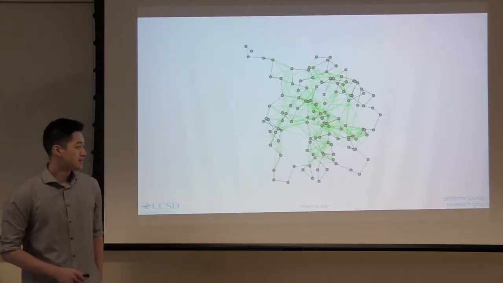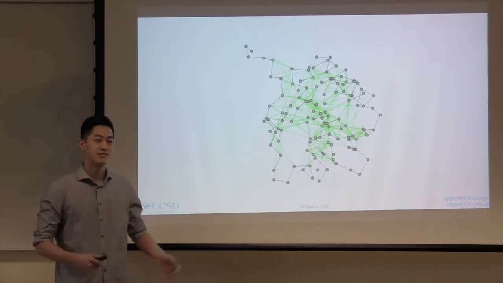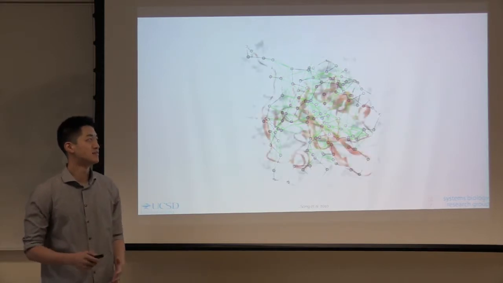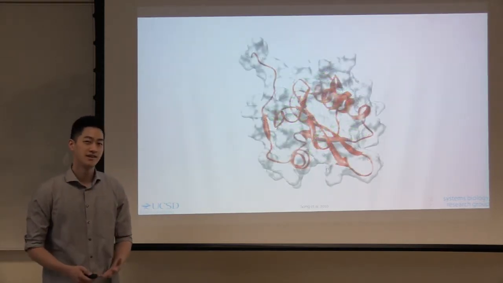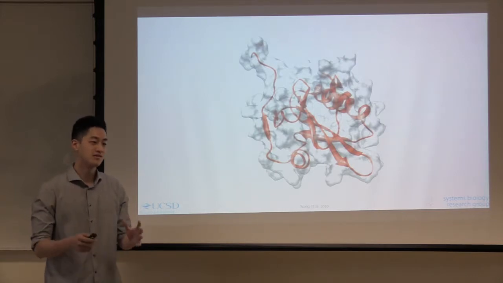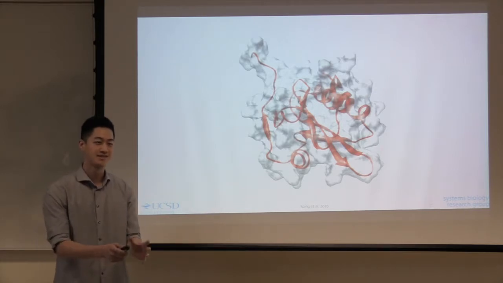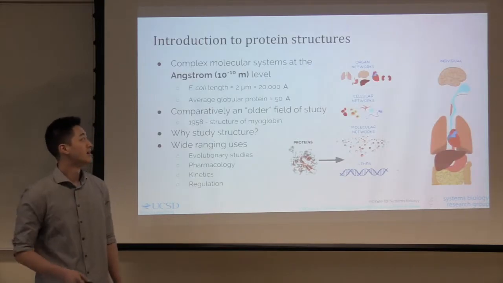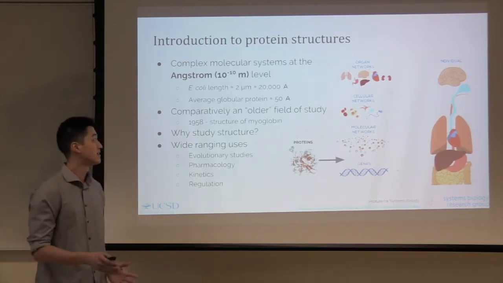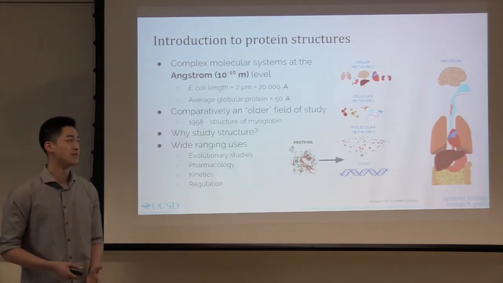All right, so just to ease you into this topic, here's a network. Here's a network of something. In this case, it's the network of interactions between residues in a protein structure. And so it's really a simple concept, I think, to understand. Protein structures are simply systems at a really small level. It's at the atomic level. And the scale we're talking about is on the scale of angstroms. So that's 10 to the negative 10 meters, a little smaller than a nanometer.